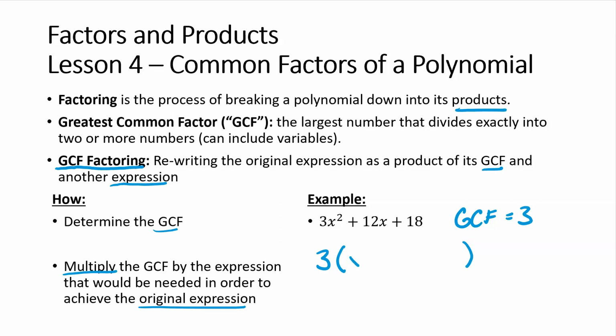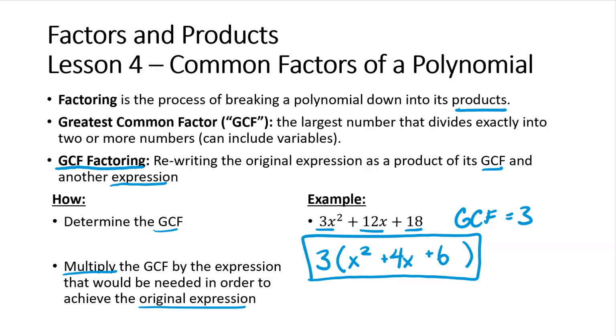So 3 multiplied by x squared gives us 3x squared. 3 multiplied by 4x gives us 12x. 3 multiplied by 6 gives us 18. So we've just factored out the greatest common factor. We essentially rewrote the original expression, 3x squared plus 12x plus 18, as a product of the greatest common factor 3 and this other polynomial here.